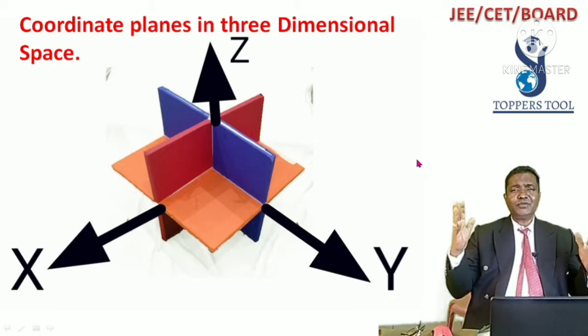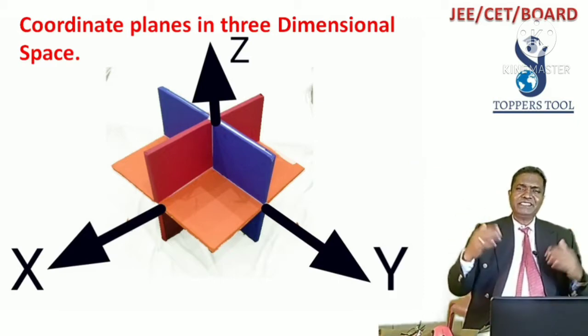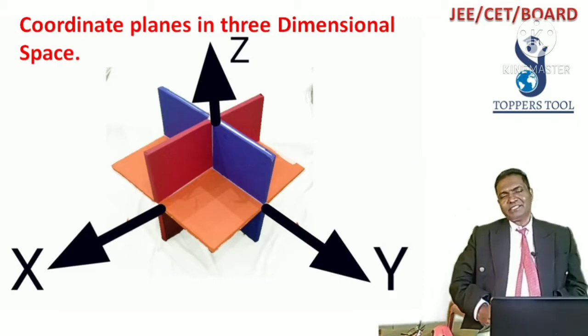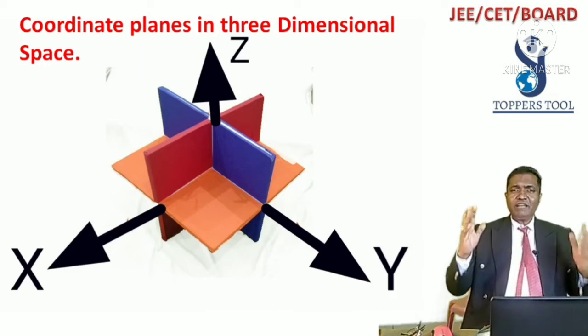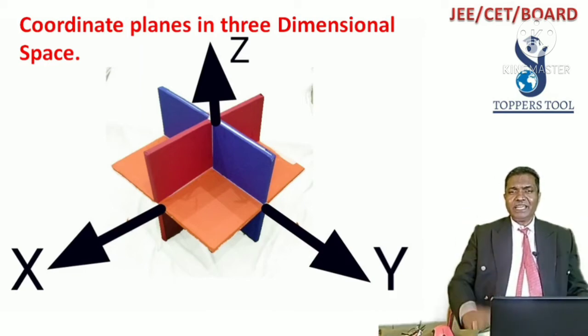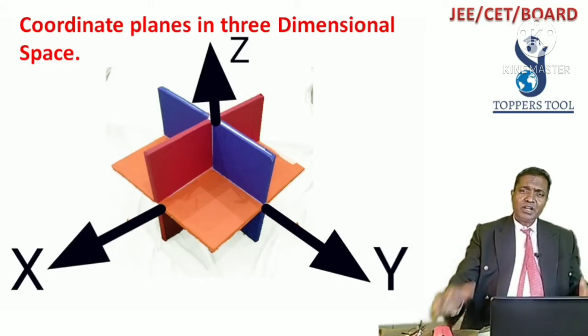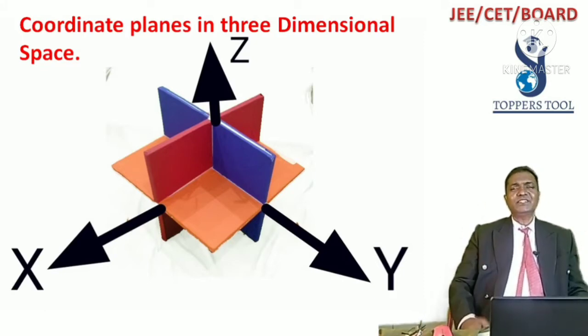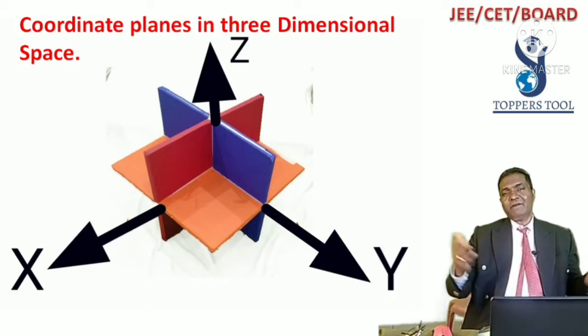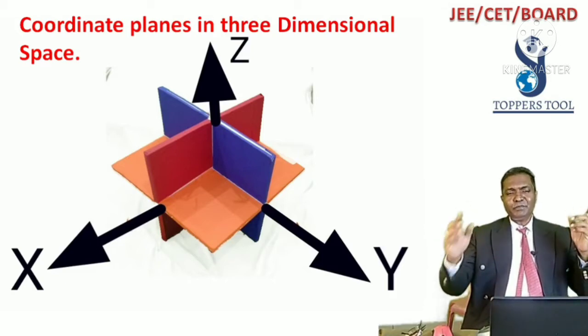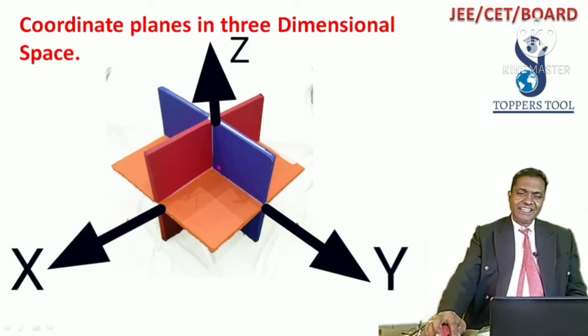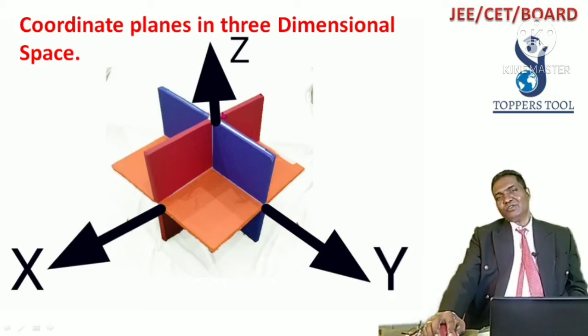So let's try to understand some of the basic concepts of three-dimensional geometry. We all have studied coordinate planes in 11th standard. As I explained earlier, coordinate planes are the planes which are mutually perpendicular in space and they divide the entire space into 8 parts as I said earlier. So here are the 4 parts above and 4 parts down.